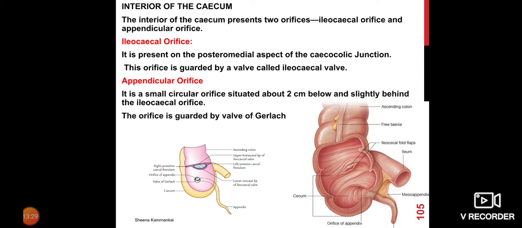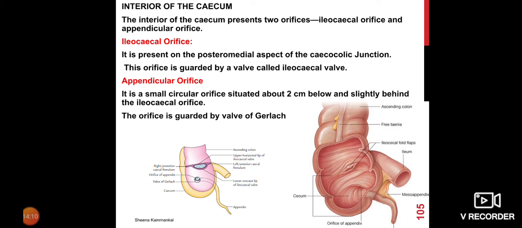Then if you look at the interior of the cecum, it presents 2 orifices. 2 orifices means openings. One is for the ileum, other is for the appendix. So ileocecal orifice is present on the posteromedial aspect of the cecocolic junction. Cecocolic junction means the junction between cecum and ascending colon. So at the junction between cecum and ascending colon, posteromedially we can see the attachment of the ileum. Then appendicular orifice.